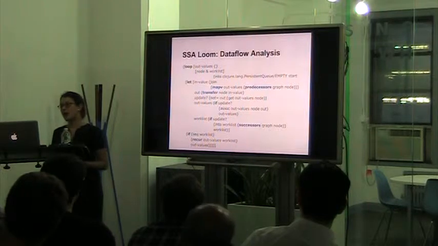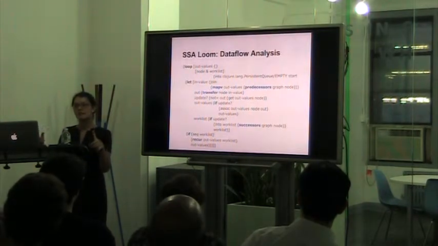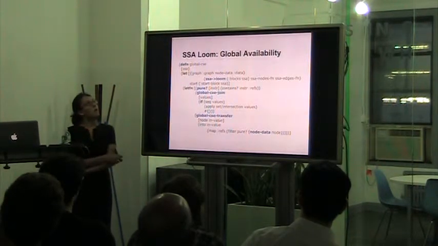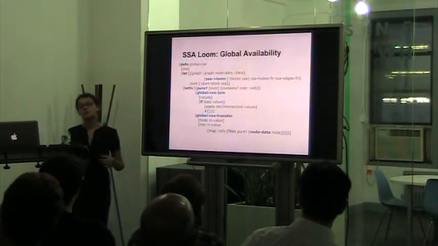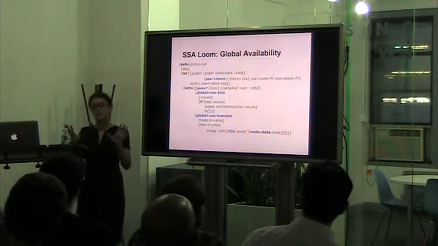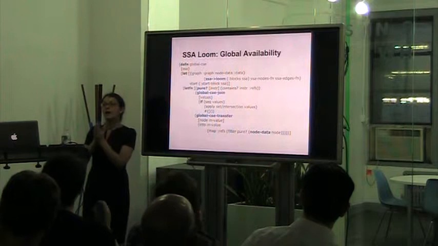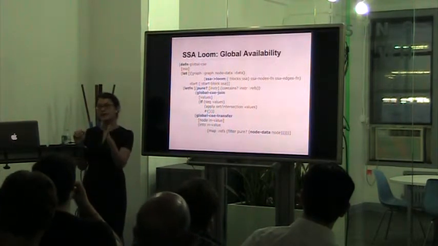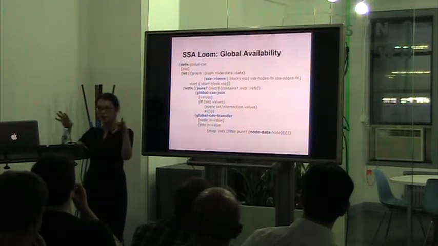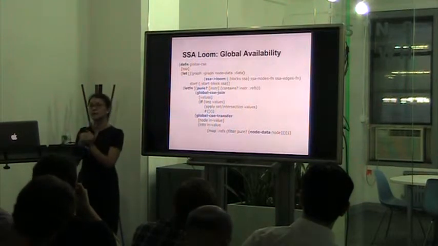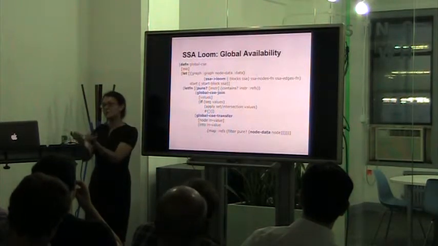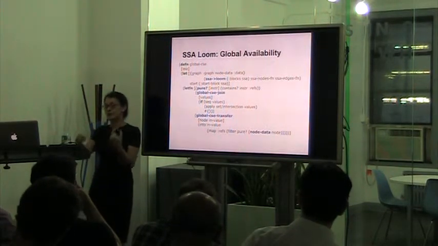Okay, so let's actually use this. Let's actually write a data flow analysis that uses this framework. So what I define here is global CSE, which uses the available expressions analysis. So suppose you have two paths going into a basic block, and expressions A, B, and C are available on one path, and expressions A and C are available on the other path. Then what you have available at the current basic block is expressions A and C, but not B, because it was not available on the other path, so it's not available when we merge it.